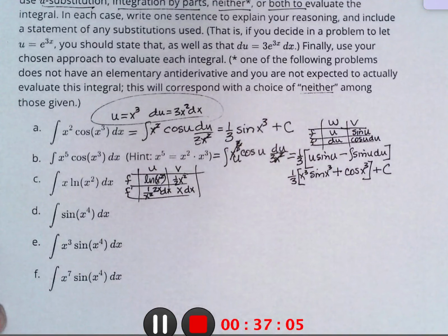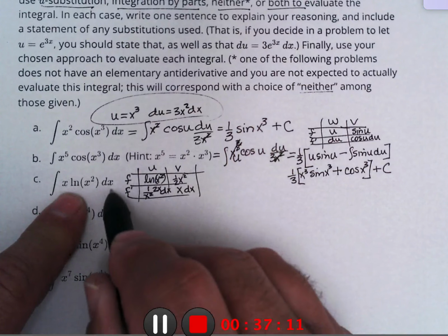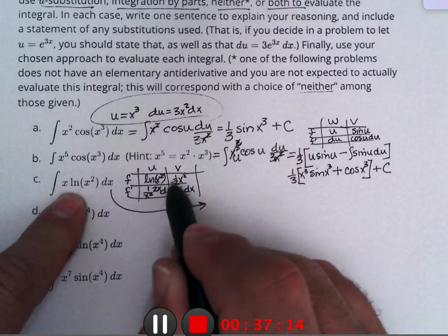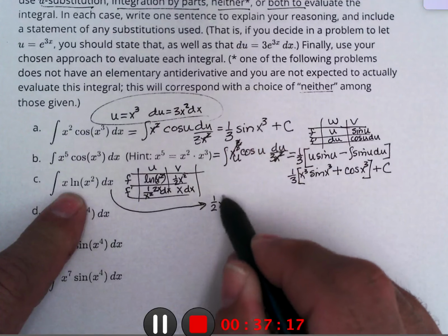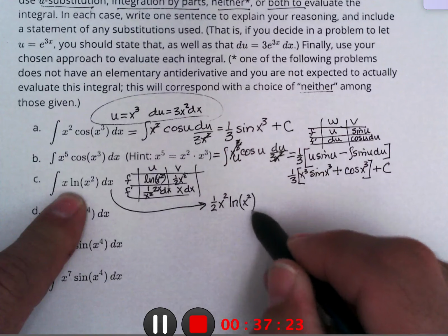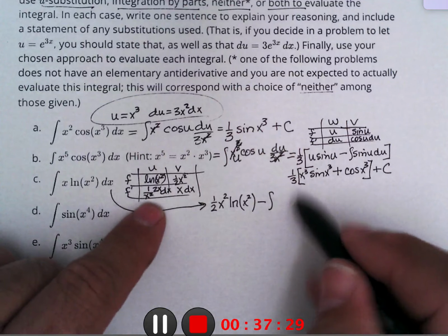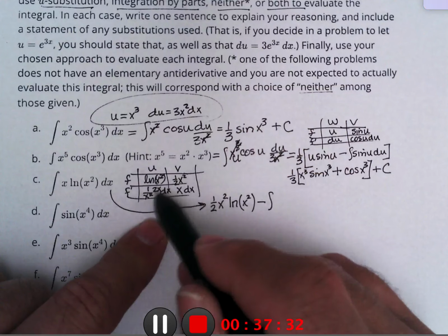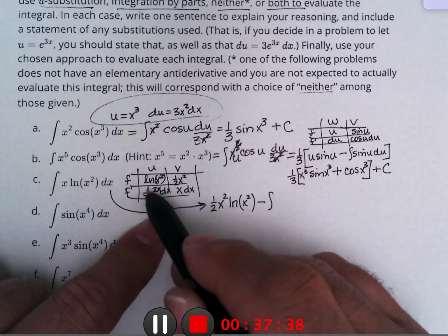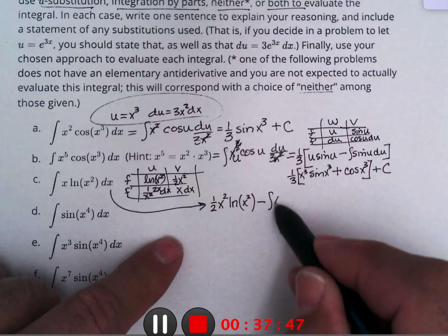Okay, so let's see what this looks like now. So this would become uv, which is 1/2 x squared ln of x squared, minus the antiderivative of these two multiplied. Well, 1/2 times the 2 cancels, and this becomes x over x squared, or just 1 over x times x squared, so that'll cancel another one, so it'll be just minus x dx.